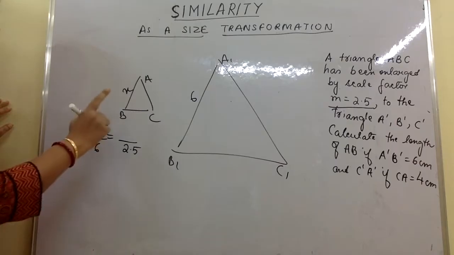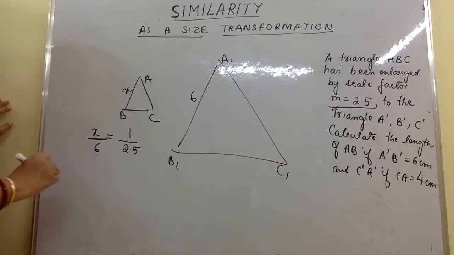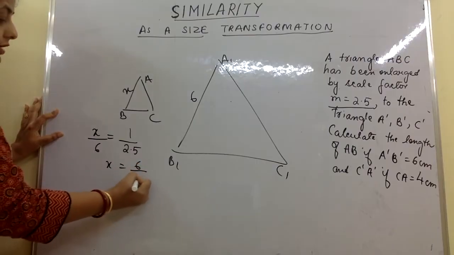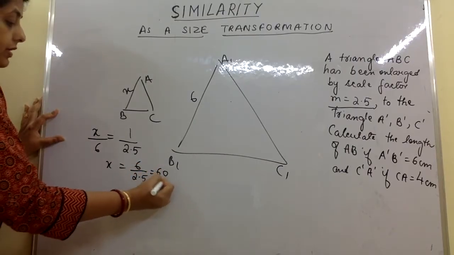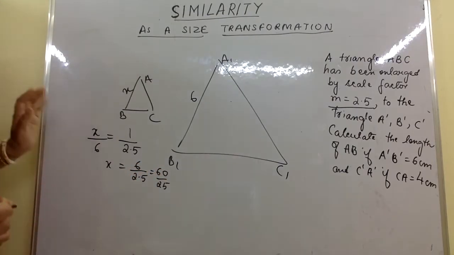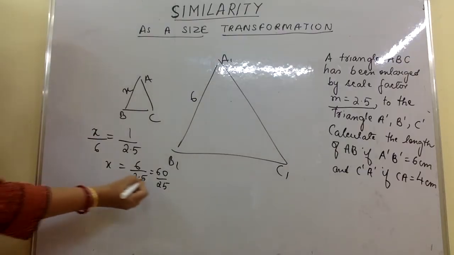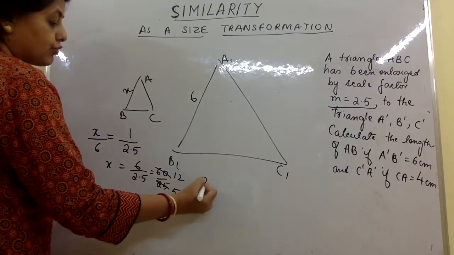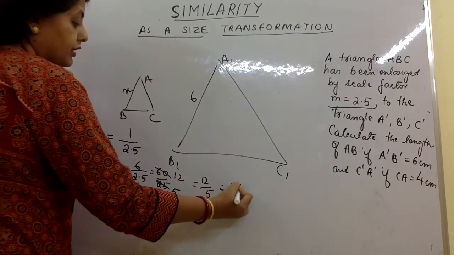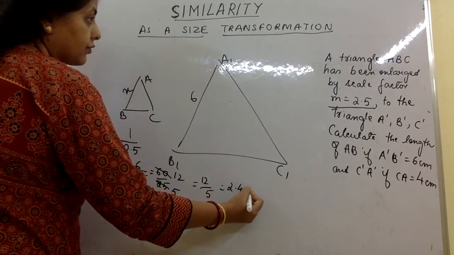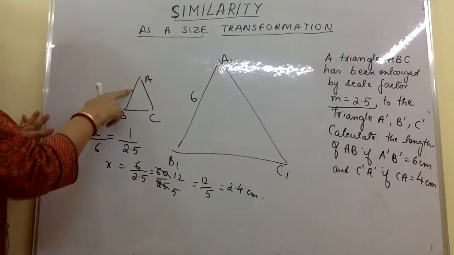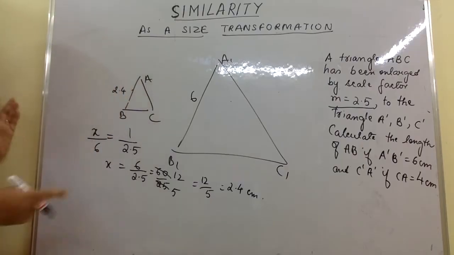And here 2.5 is given, means it is 1:2.5. So x is how much? x is 6 by 2.5, which is 60 by 25, and that gives me 12 by 5, which is 2.4. So 2.4 centimeters is the length of AB. So I can write 2.4 here.